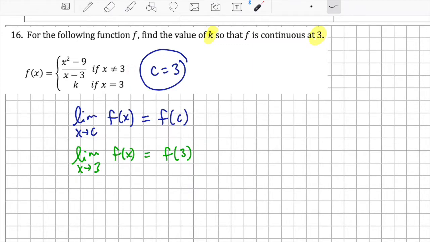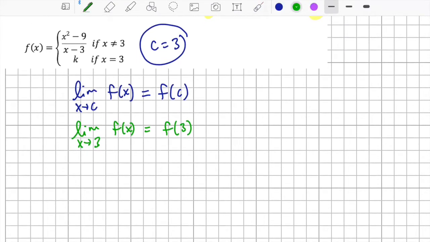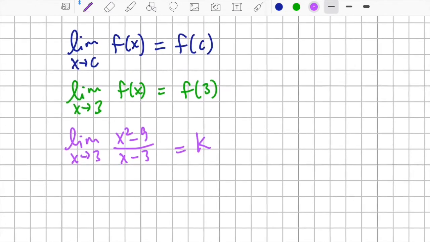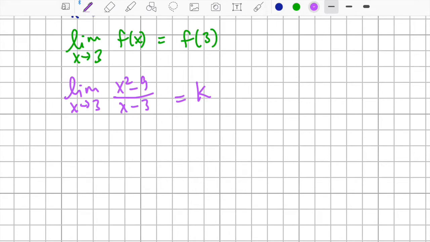This one, f of 3, meaning which one am I going to pick? What is the y value, or the value of f, when x equals 3? Well, when x equals 3, we just have k. That's perfect, easy. So that means that on the right hand side, f of 3 is just k. So I have to take the limit as x approaches 3 of the other function, which is x squared minus 9 over x minus 3.